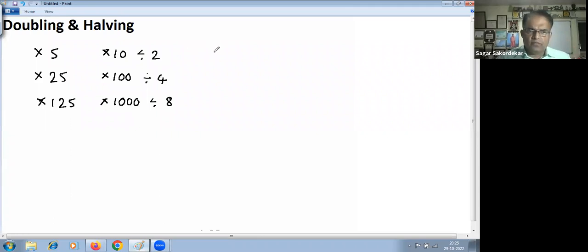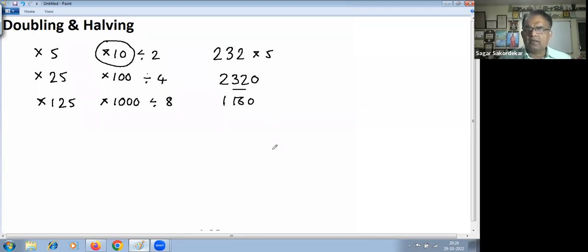Now see here, if you have to do 2, 3, 2, I'll take a simple example, multiplied by 5. What you are saying is, first multiply by 10. If you multiply by 10, this becomes 2, 3, 2, 0. Then divide by 2, half. Half of 2 is 1, half of 32 is 16, and 0 remains as it is. 1, 1, 6, 0.